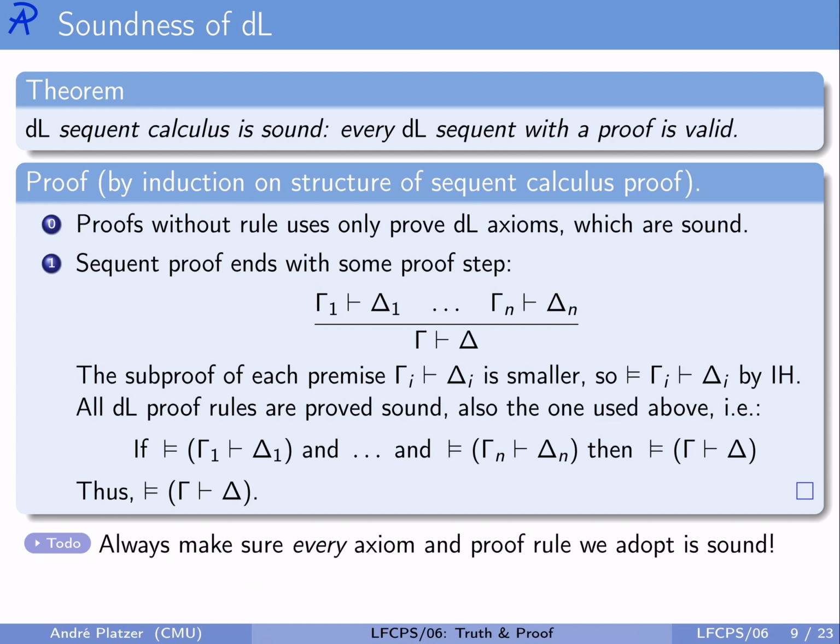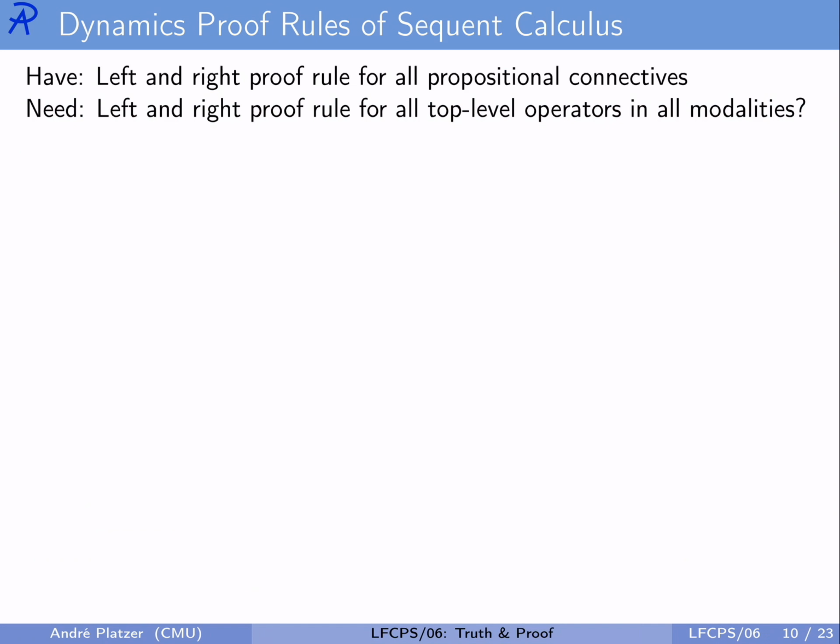If the premises are valid, then so is the conclusion, which is what we're interested in. All right, so what do we got? We've got proof rules for ands and ors and all the propositional connectives, but we don't have proof rules for any other operators. In particular, we don't have proof rules for modalities.